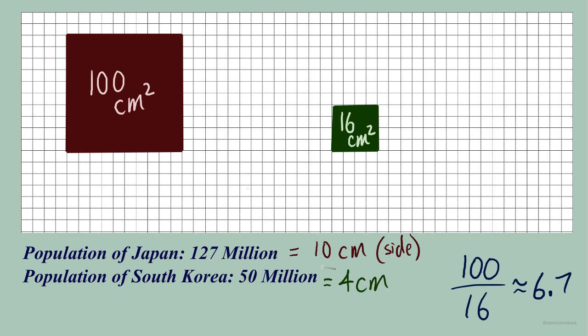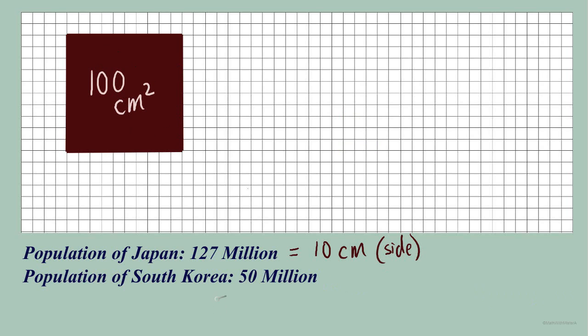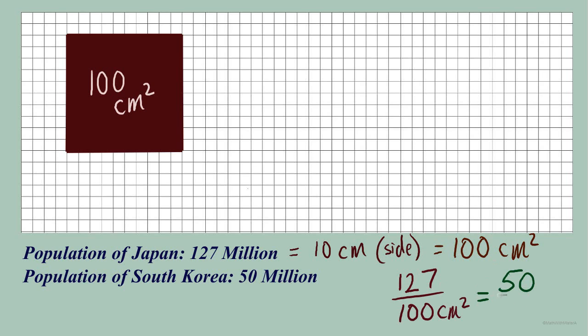Our issue is that we used a proportion to find the length, but our pictograph is now representing area. So we need to redo our proportion not with length of one side, but with whole area of the square. If we go back to our square representing the population of Japan, it was 10 centimeters on each side, so an area of 100 square centimeters.